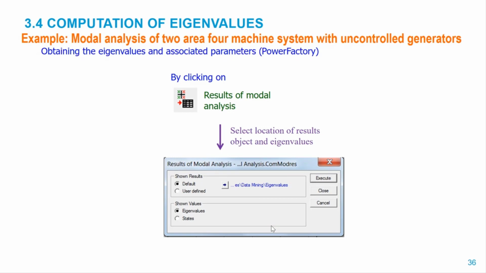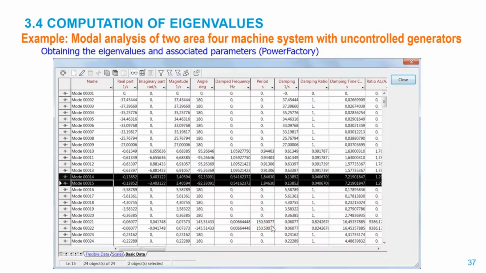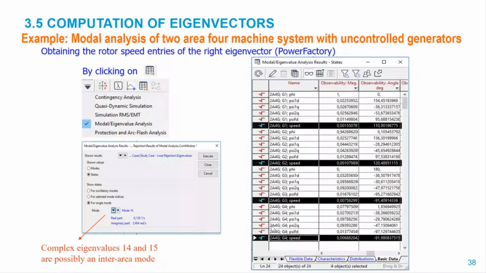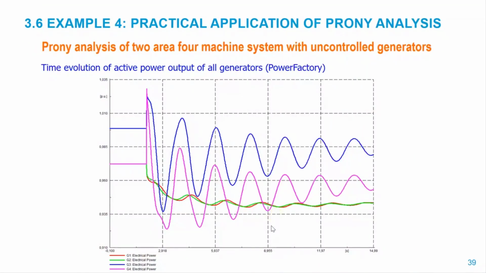You probably remember from yesterday, this is just to refresh how we can locate information from PowerFactory, locate the results and identify the dominant eigenvalues. In this case, again, we're talking about the inter-area mode and how to get the corresponding speed entries. So we can also get these elements that we showed before in MATLAB in PowerFactory.